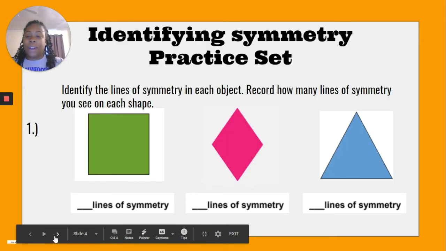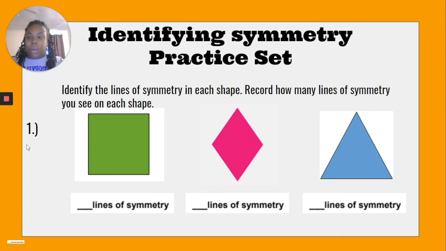All right, boys and girls, it is now time to go over our answers. Number 1, identify the lines of symmetry in each shape. Record how many lines of symmetry you see. So for our square, you should have recorded 4 lines of symmetry, and I'll show you where they are.